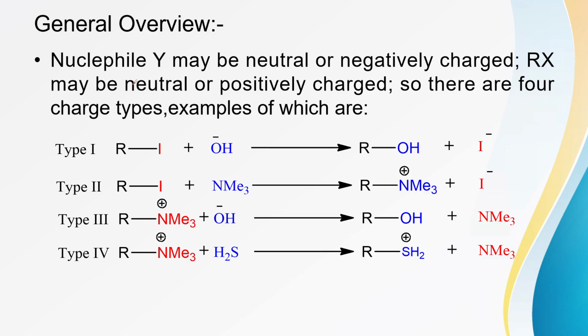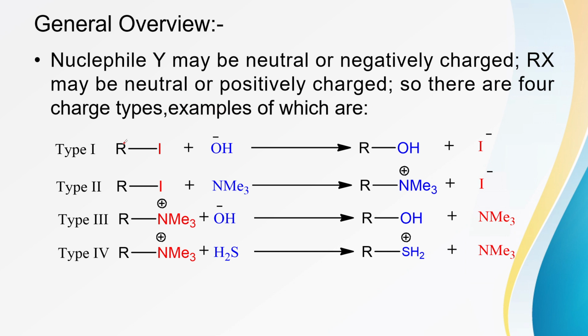As I mentioned earlier, the nucleophile may be neutral or negatively charged, and RX, which is our substrate, may be neutral or positively charged. In most cases in an electrophilic-nucleophilic substitution reaction, we call RX the electrophile.